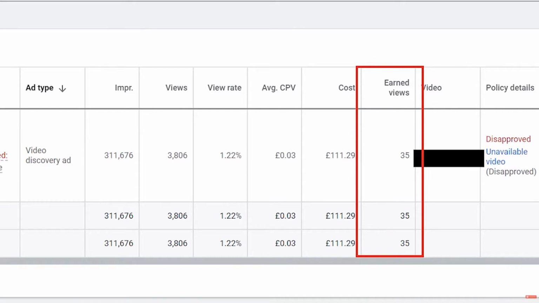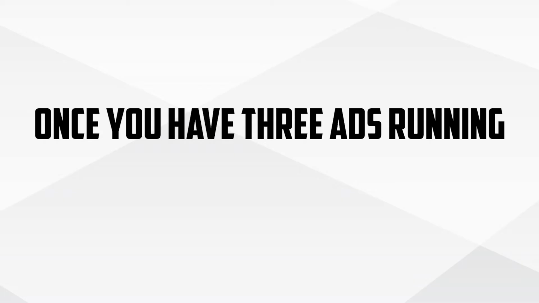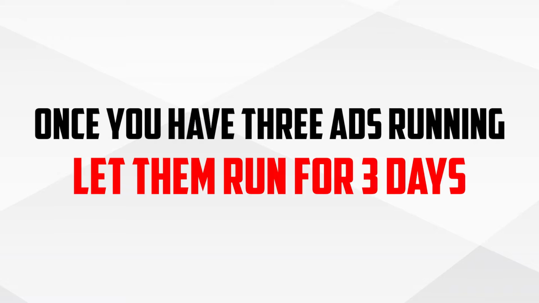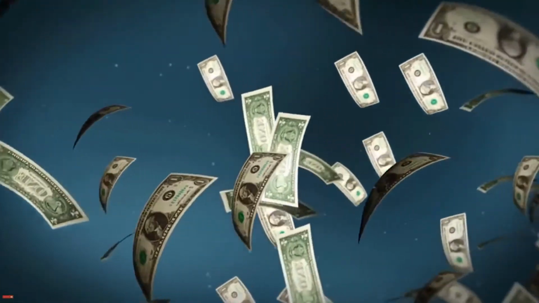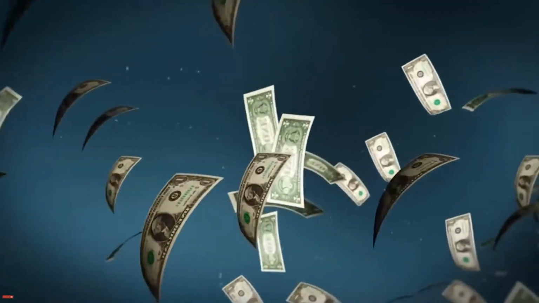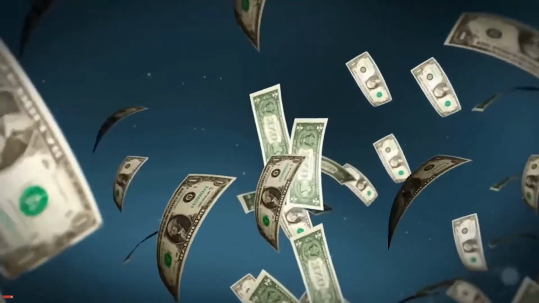Once you have the ads running, you need to let them run for 3 days. After 3 days, you need to look at which ad had the most watch time and then pause the rest. This is so that all of your ad spend goes into the video which will give you the most return on your investment.